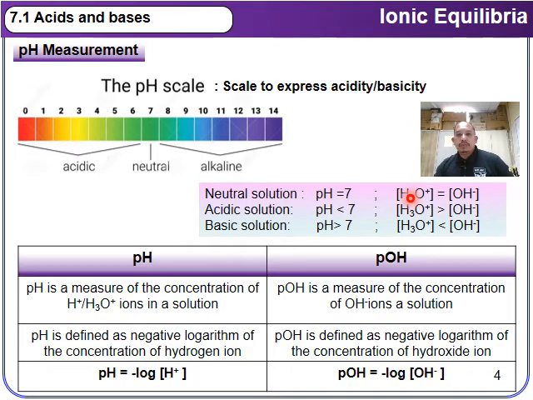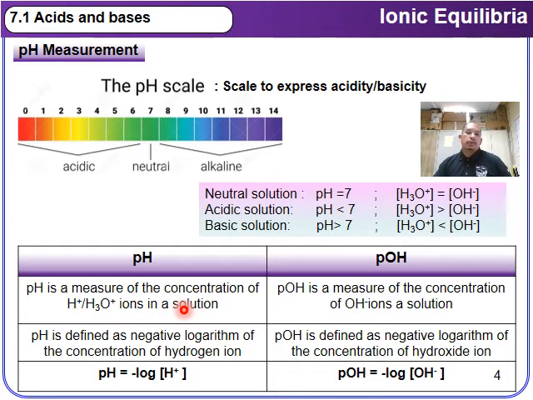In a neutral solution, when pH is equal to 7, the concentration of H3O+ is equal to OH-. For an acidic solution, the pH value is less than 7, which means H3O+ is greater than OH-. For a basic solution, pH is greater than 7, which means the concentration of OH- ion is greater than H3O+.